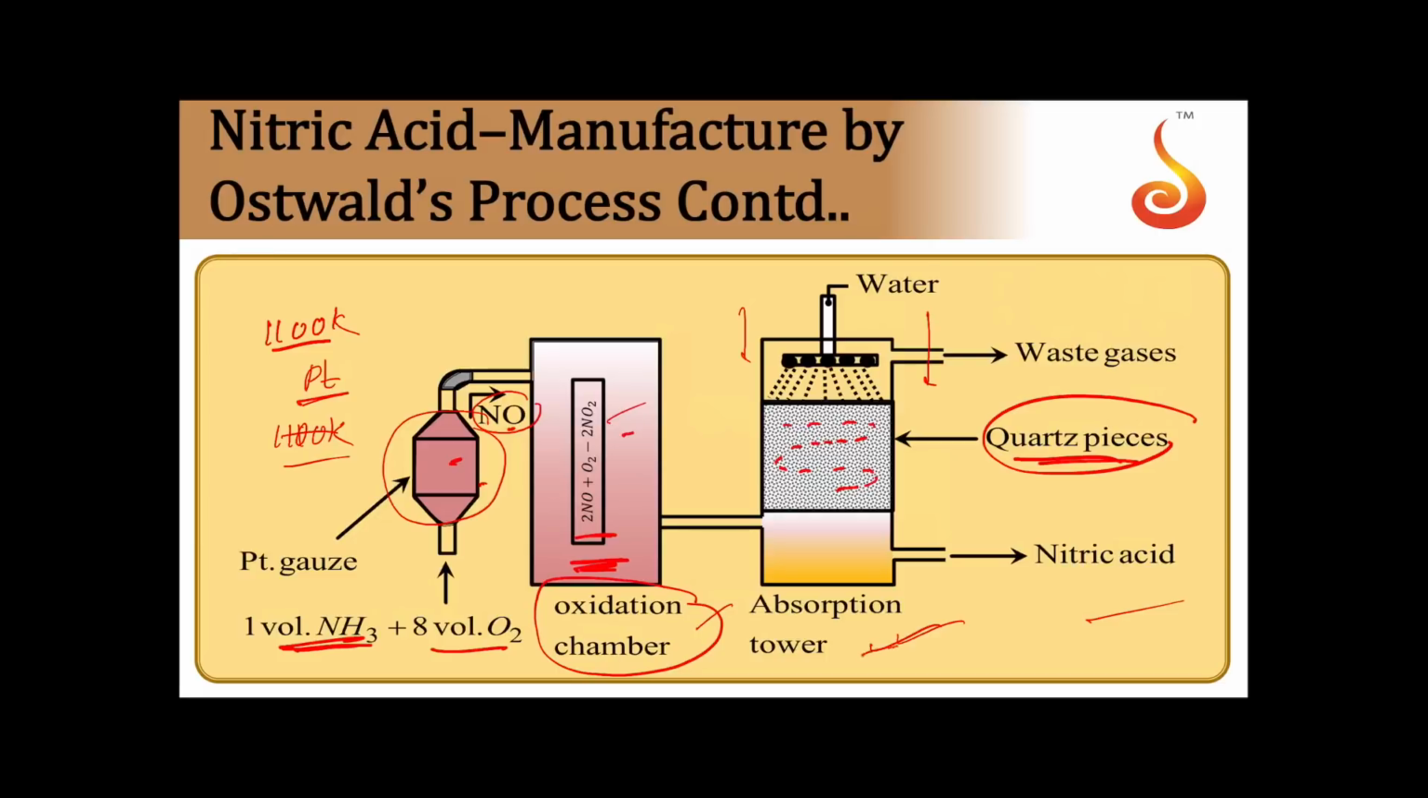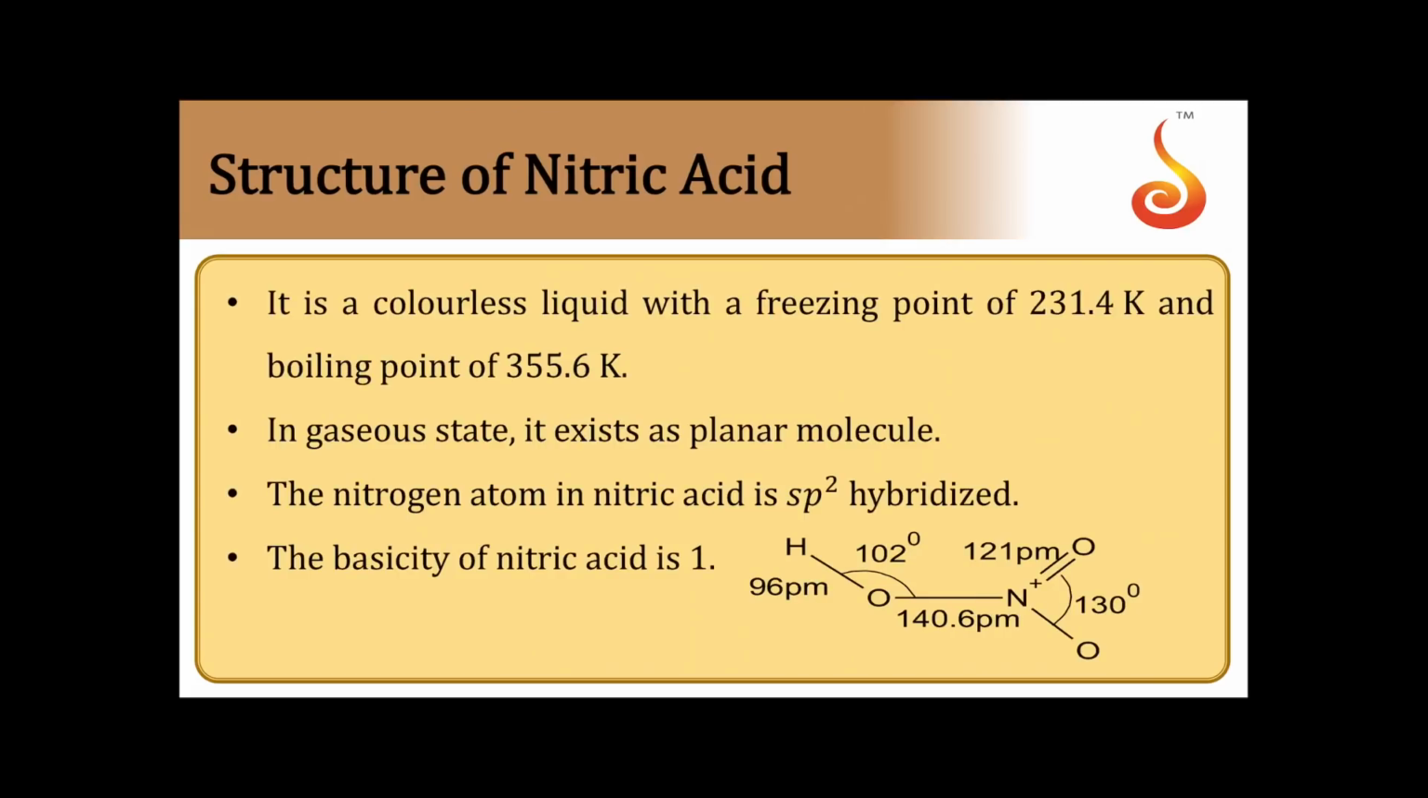The NO2 is now passed into the absorption tower, which contains acid-proof stones, above which water is continuously sprayed. In the water, NO2 dissolves, and finally you get HNO3 that can be collected. This is the manufacturing process of HNO3 by Ostwald's process. Now let us see the structure and the properties of HNO3.